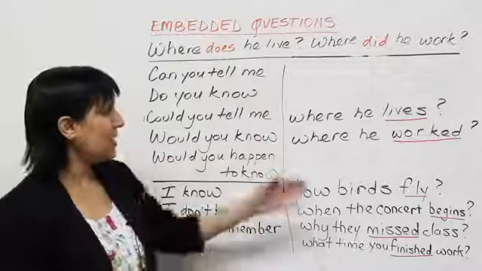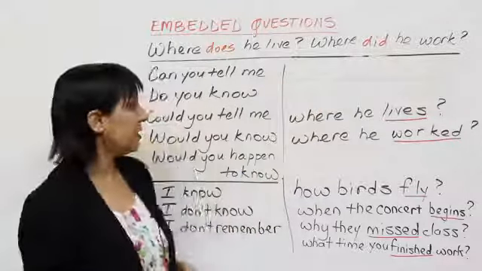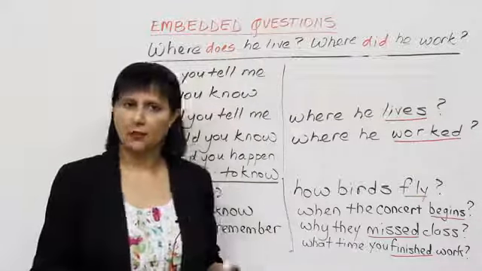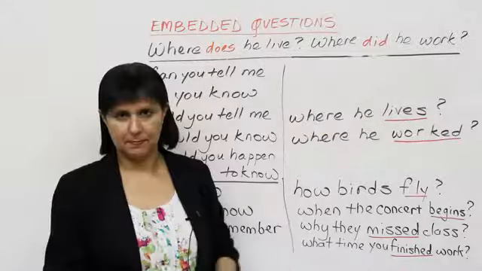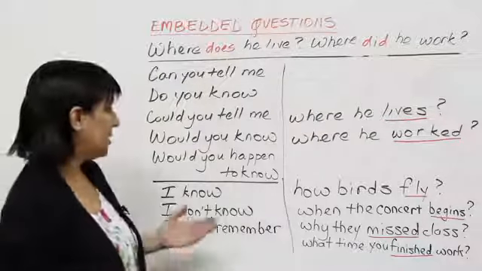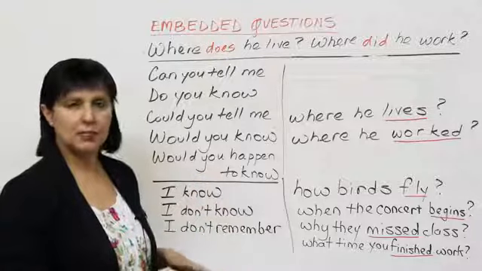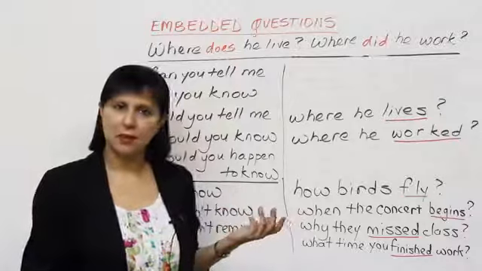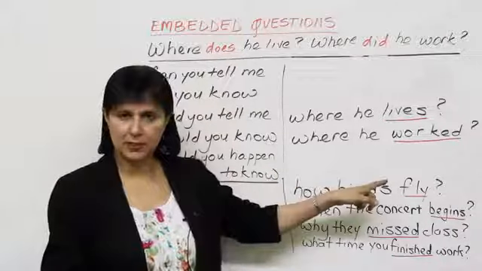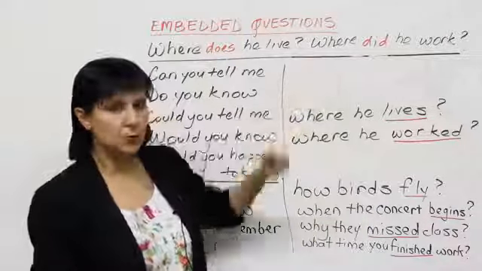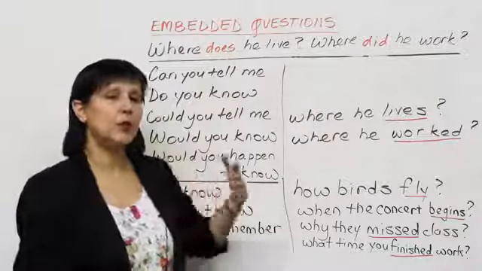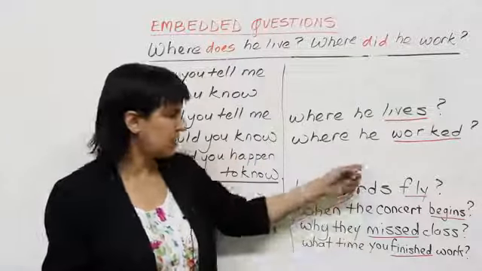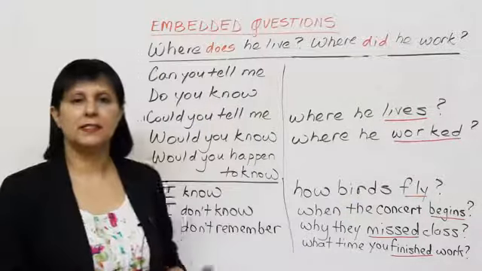Let's look now at a past simple question. Okay, a question in the past simple tense might be, where did he work? So you have to use the word did in that question. But in an embedded question in the past simple tense, it would sound like this. Could you tell me where he worked? Not where did he work? Not could you tell me where did he work? But could you tell me where he worked? Just as when you were saying the sentence.